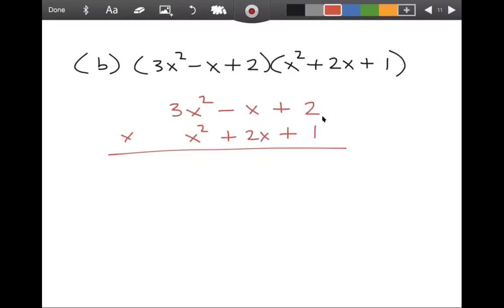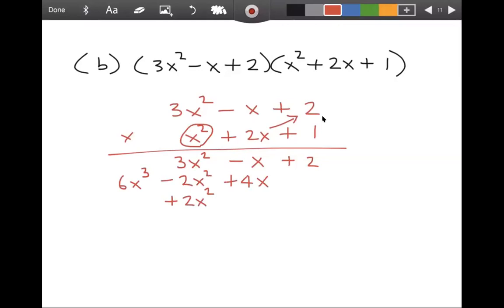All right, starting with the 1, that's just going to copy the top polynomial. And then skip a space, multiply by 2x. 2x times 2 is 4x. 2x times minus x is minus 2x squared. 2x times 3x squared is 6x cubed. And now I go to the x squared. I skip another space. x squared times 2 is 2x squared. x squared times minus x is minus x cubed. And x squared times 3x squared is 3x to the fourth.